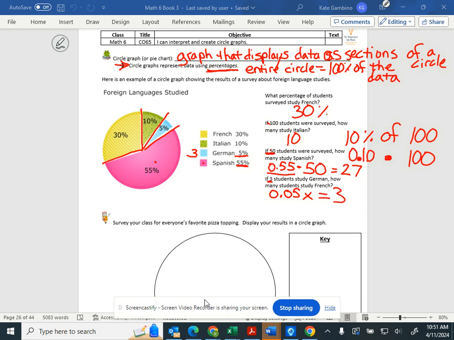How do I solve for X? Because I want to know how many the total are. So what would my total number of students be? So I have to figure out my total first before I can figure out how many study French. How did you do that, Melanie?